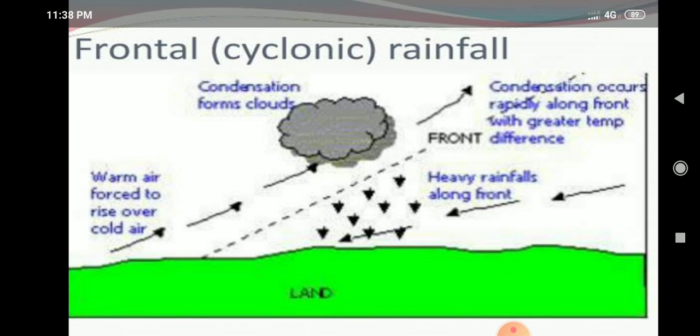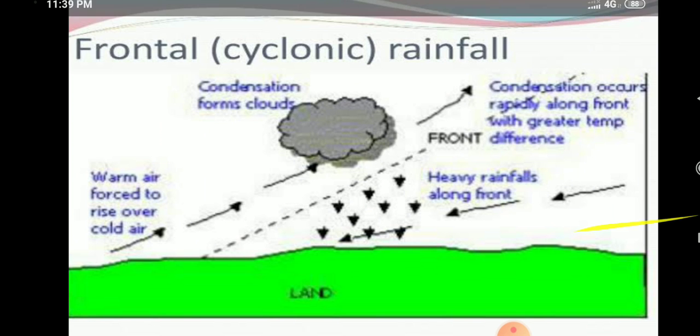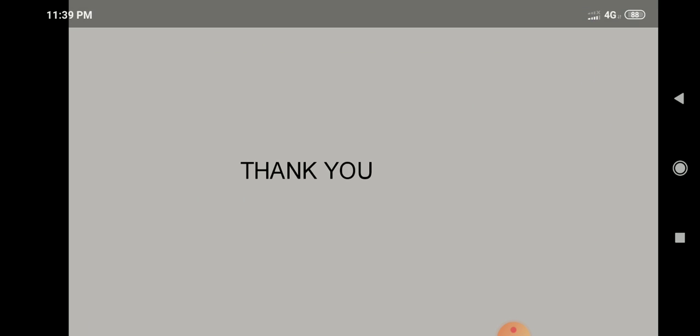Last, we have frontal or cyclonic rainfall. When warm air is forced to rise over cold air, a boundary zone between the air masses develops, and then the warm air overrides the cold air and rises, and because of that cloud is formed, then rainfall occurs. That is known as cyclonic rainfall. So that's all for today. Thank you.